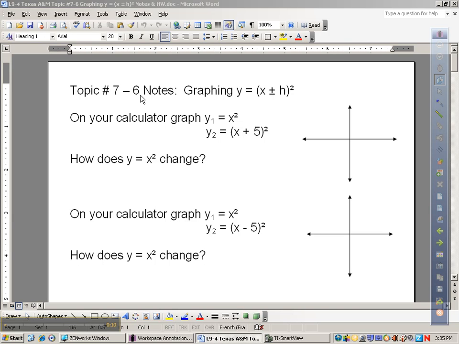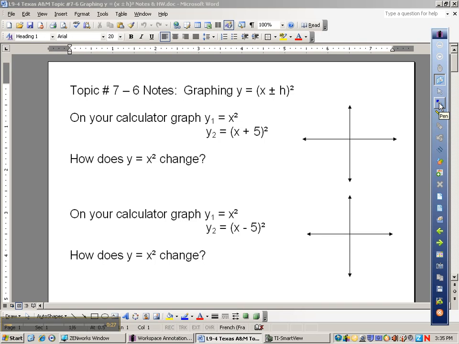I'm going to use this worksheet in place of lesson 9-4 because I like this worksheet better. This is your notes, so follow along with me. If you don't have a graphing calculator at home, you can always use the online calculator that comes with your Holt resources.